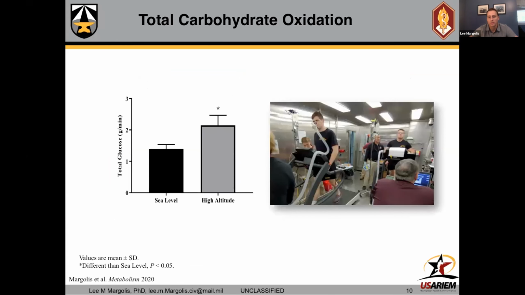What we saw in this study was that we did have an almost twofold increase in total glucose oxidation during exercise under high altitude conditions compared to sea level conditions.